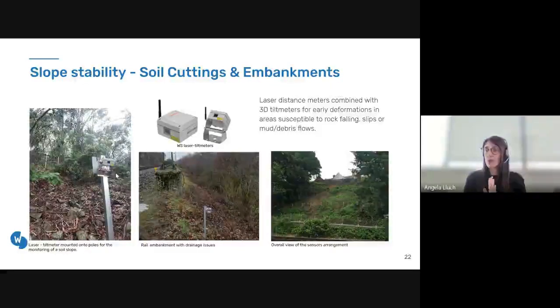So with this solution, these sensors were attached onto a pole that was stuck into the soil. And the idea was to monitor this railway embankment, soil embankment, because there were some drainage issues in this case.